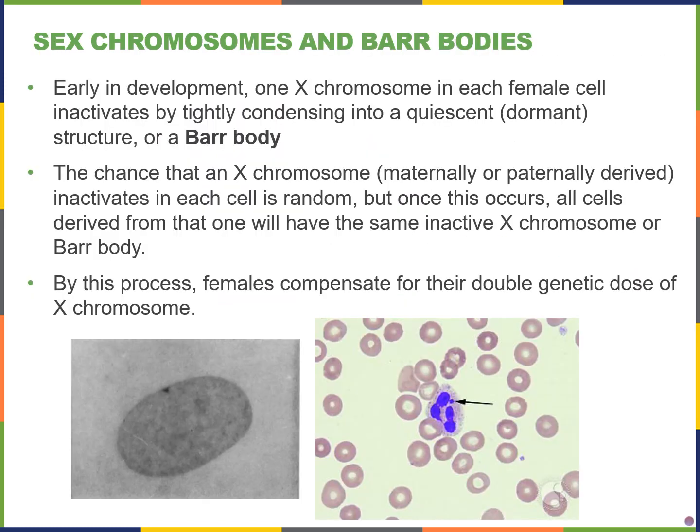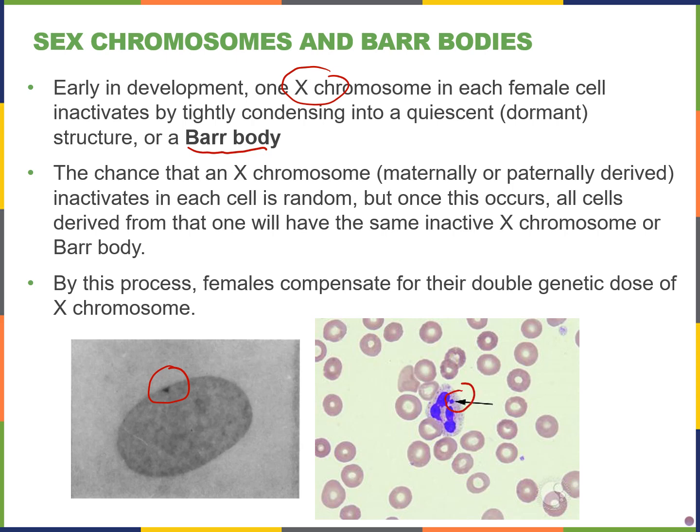Something else that's really interesting is for females, since we have 2 X chromosomes, early on during development, when you're not made of all of your cells yet, every cell will inactivate 1 of your X chromosomes, and that gets tightened up, bundled up into something called a bar body. We can see these in cells. They look like a dense dot right there.